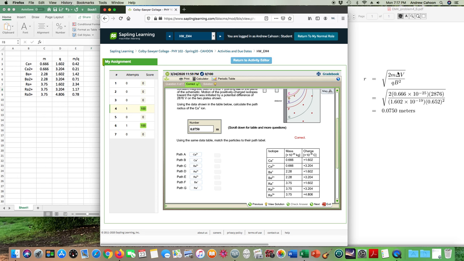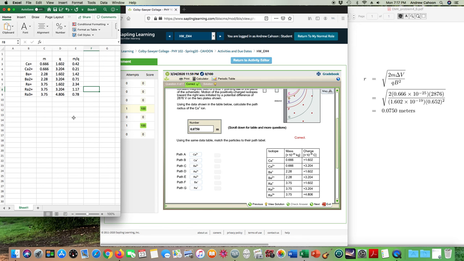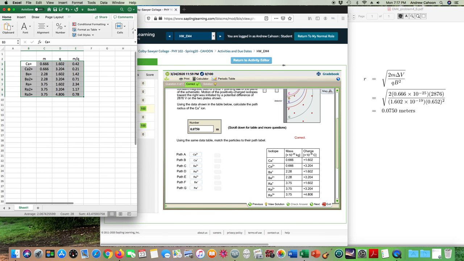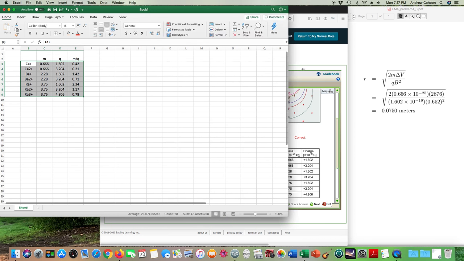The voltage for every particle is going to be the same. The magnetic field will be the same, but they have different mass and charges. The bigger the mass to charge ratio, the bigger the radius will be. So if I make this table in this way, I can calculate what the mass to charge ratio is. And then I guess the most efficient way to do this would be, let's see, I'll highlight the table. Come on, drag it over.